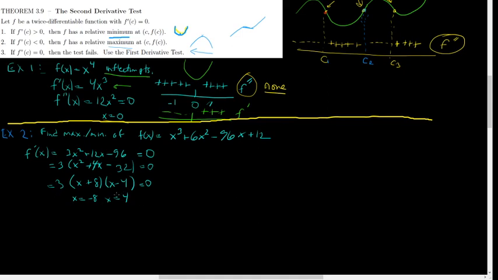Now, at this stage, you did this already, right? Using the first derivative test, you can make your little sign chart. You can do negative 8 and positive 4, and determine the signs in between these and to the left and to the right. So we did that already. So that's not hard. I'll let you do that if you want. But we're going to do it a different way. We're going to use the second derivative test at this point.